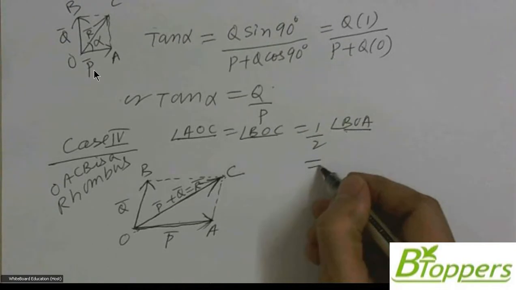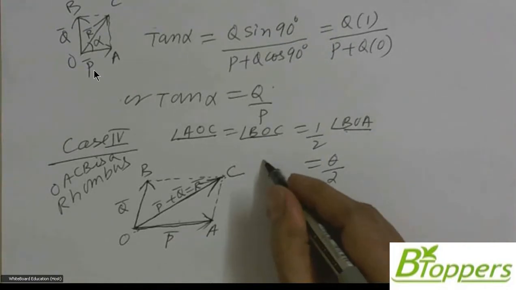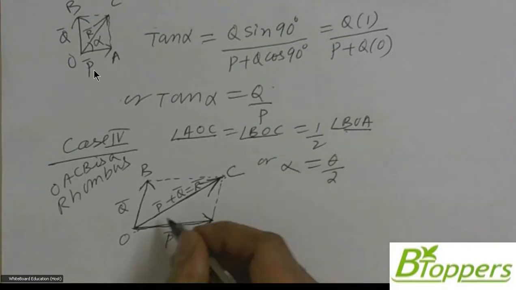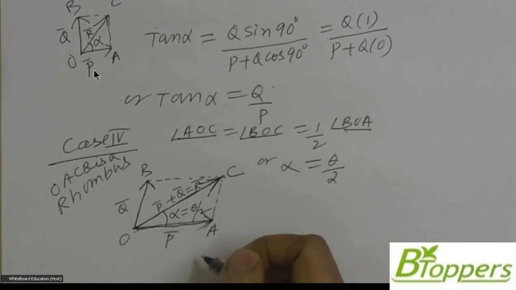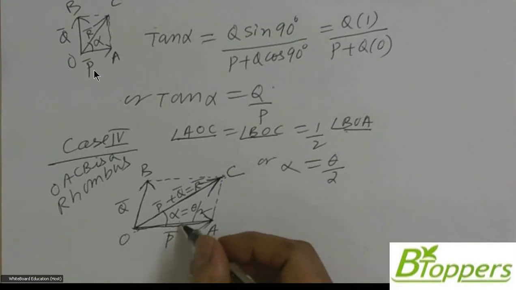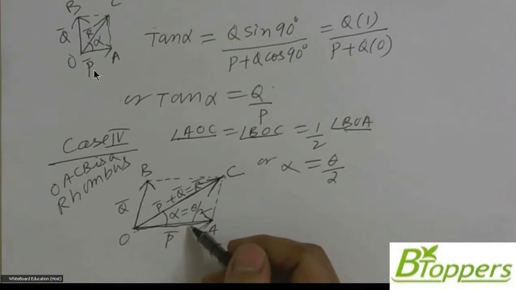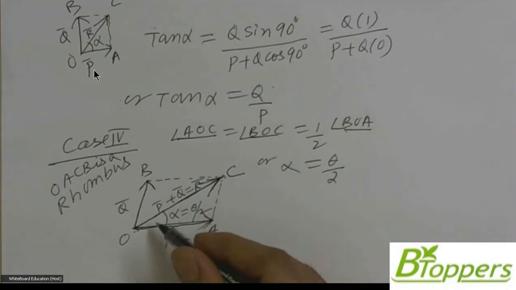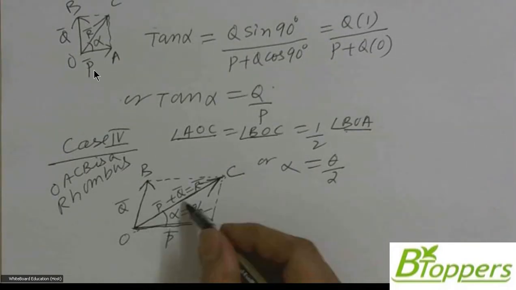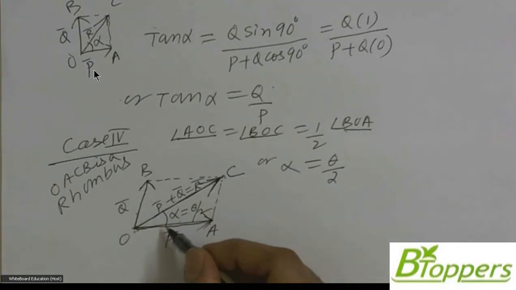The angle BOA is written as theta, which represents the angle between the vectors p bar and q bar. That means in this case, the angle alpha made by the resultant vector will be equal to half of the angle between p bar and q bar. That means, in general, if two vectors having the same magnitude have different lines of action as shown in the figure, the direction of their vector sum or resultant bisects the angle theta between the two vectors.